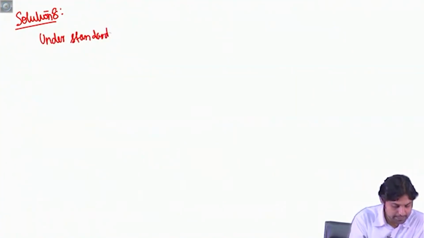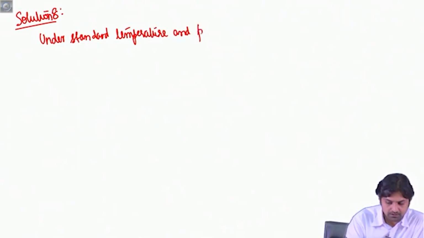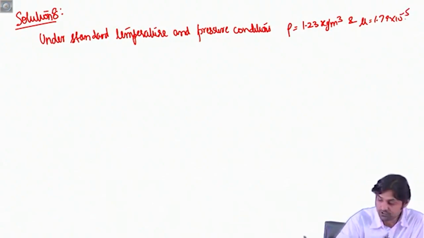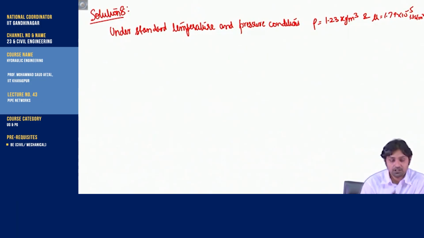So, solution number 8. Under standard temperature and pressure conditions, rho is 1.23 kilogram per meter cube and mu is 1.79 into 10 to the power minus 5 Newton second per meter square, because we are talking about air.